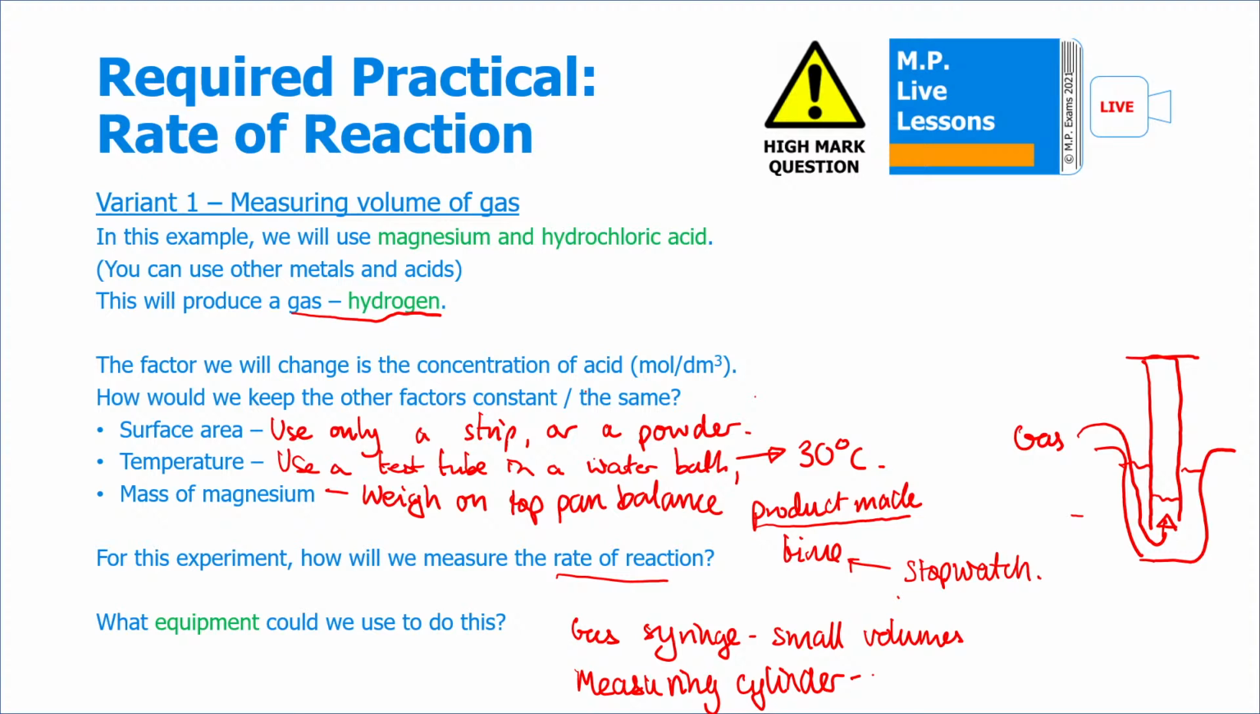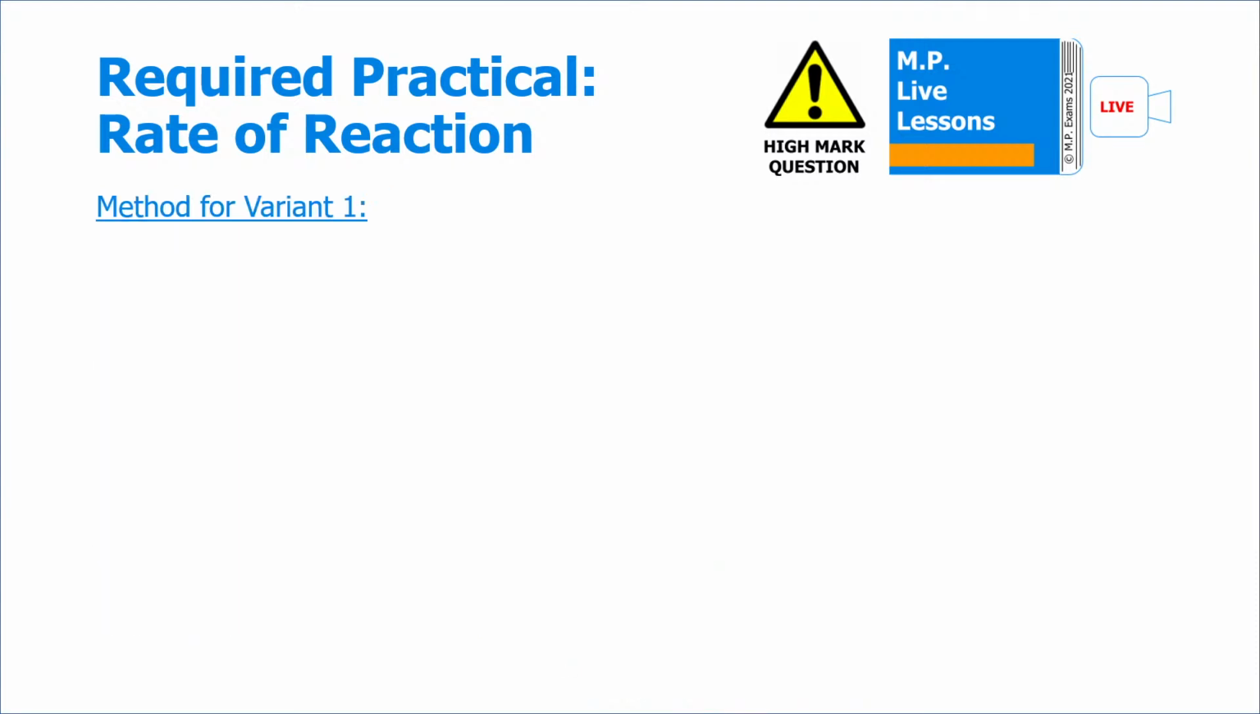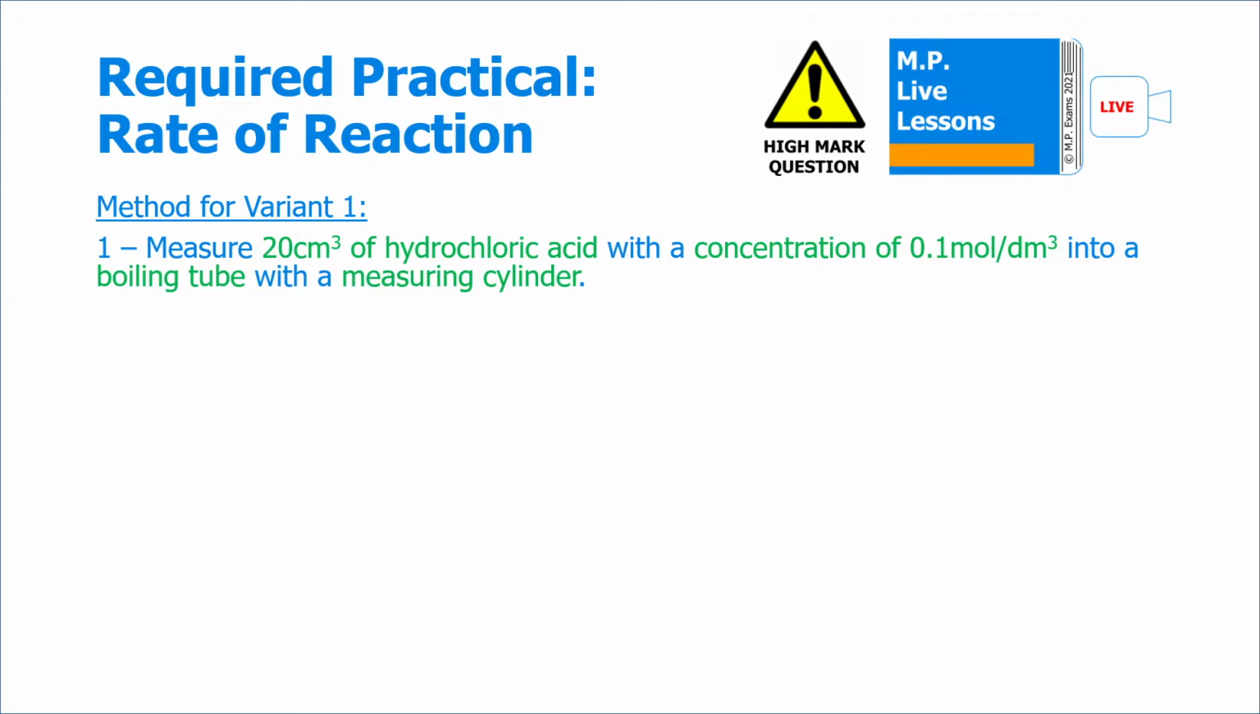So remember, we're seeing how the concentration will affect the rate of reaction. And we're going to use a reaction that produces a gas, hydrogen. So if the reaction happens faster, more gas is produced in a certain amount of time. So here's the method. First, we measure out 20 cubic centimeters of hydrochloric acid with a concentration of 0.1 moles per cubic decimeter. So we are keeping the concentration the same.